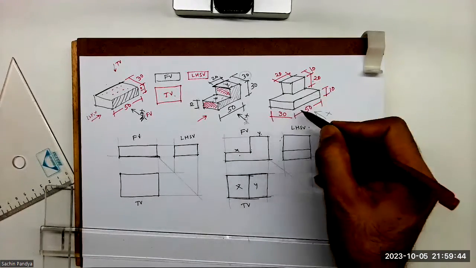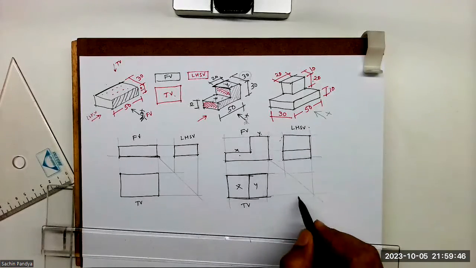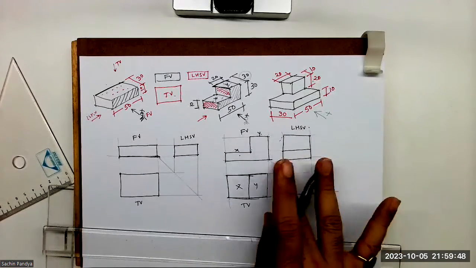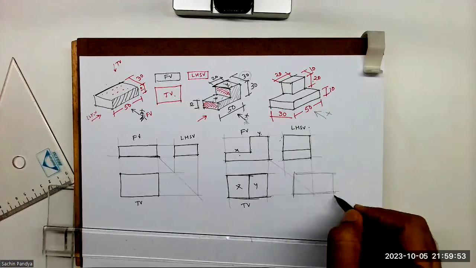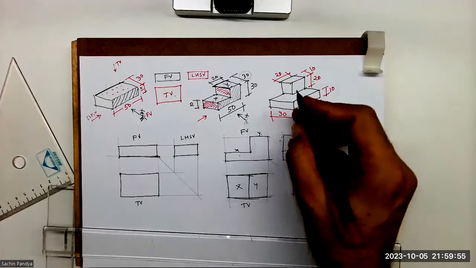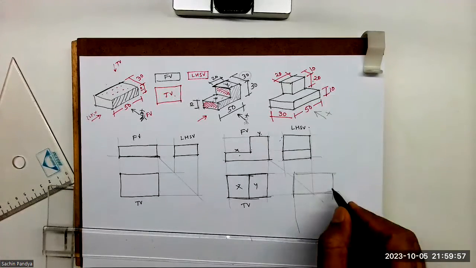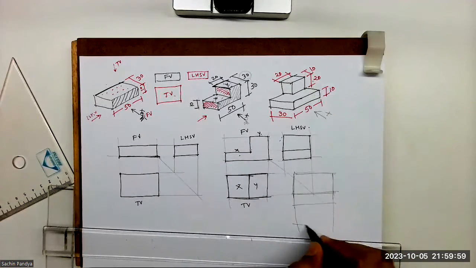So let's take this object. So how much is the length? 50. So I will draw 50. Ignore this, okay? How much is this height? 30. So I have done the box. Then width is how much? 30. Again, I will leave 20 and I'll draw 30.